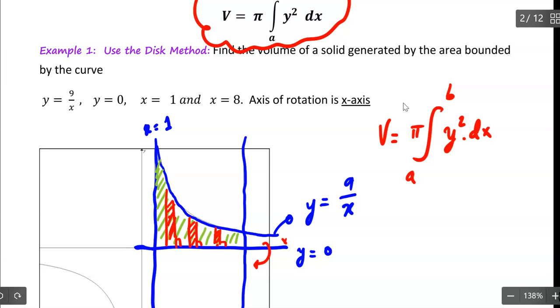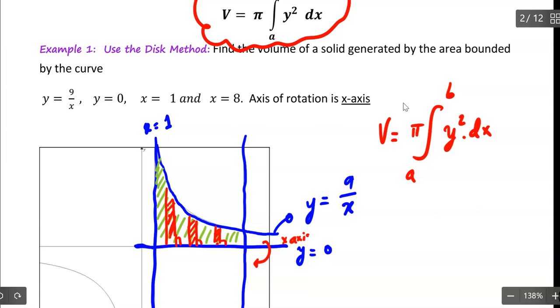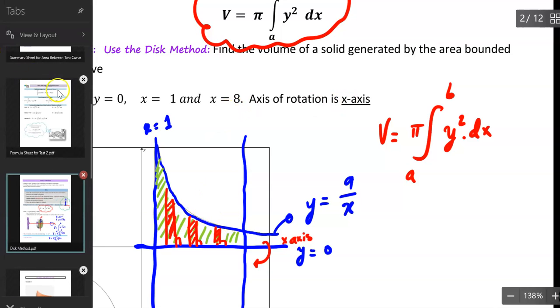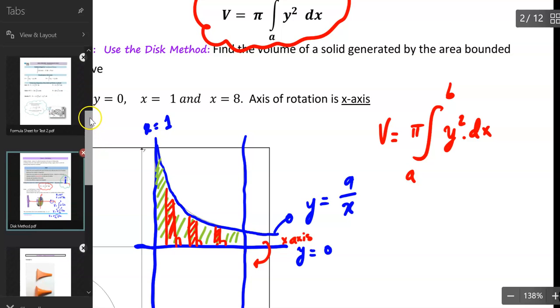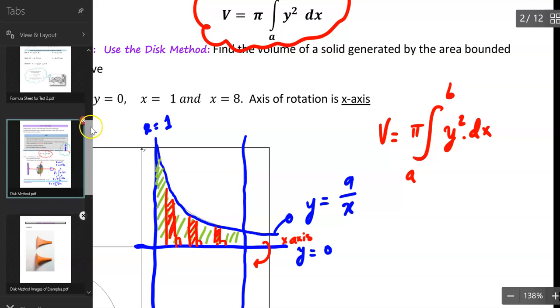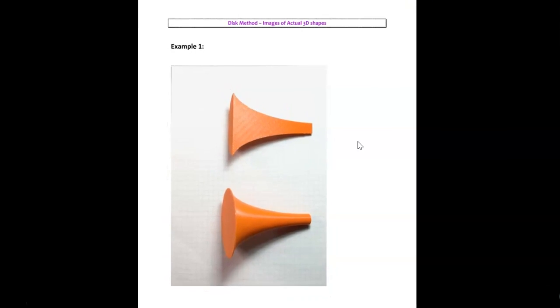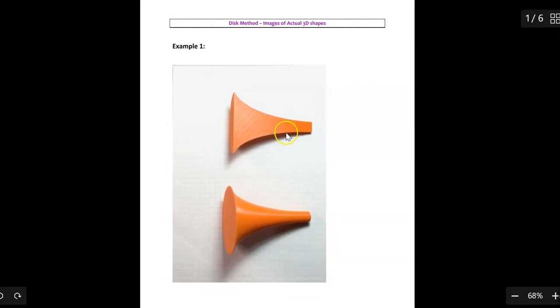So this one is the x-axis. Let me show you what this solid looks like. If we were going to have a face-to-face class, I would probably pass this shape around for everyone to see. This one is in fact the 3D version of this solid. Let me draw this for everyone to see.